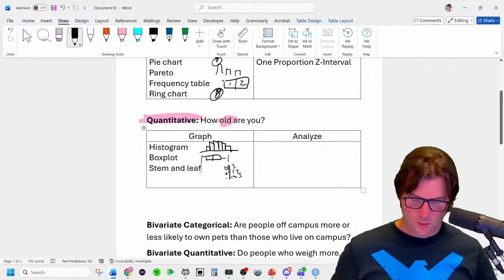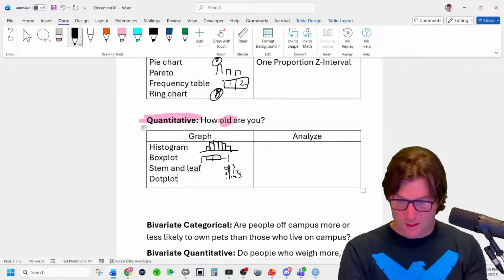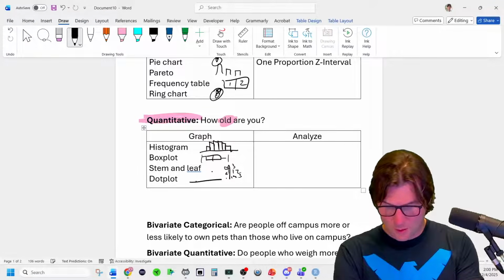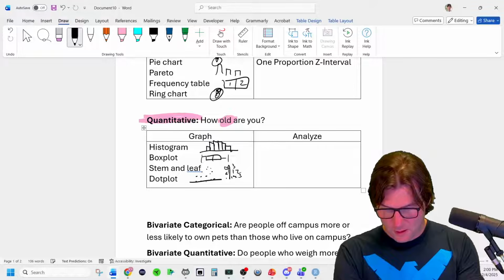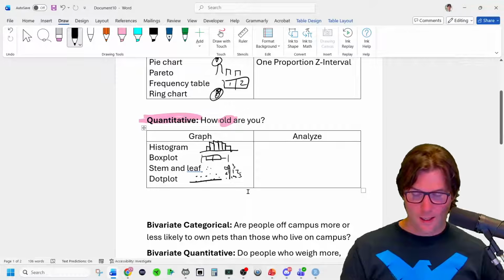And we don't usually go too big into detail on stem and leaves. And dot plot. A dot plot, which a lot of people think is a scatter plot. It's not. A dot plot looks like a histogram, but it has dots instead of the bins. So it has dots stacked on top. That's a dot plot.